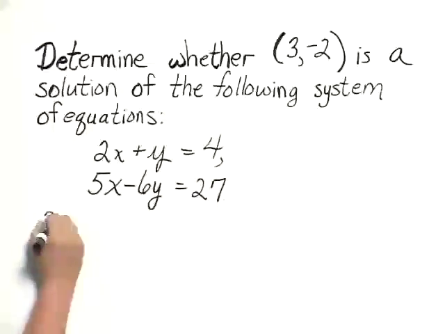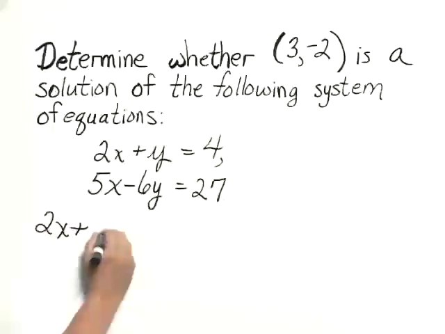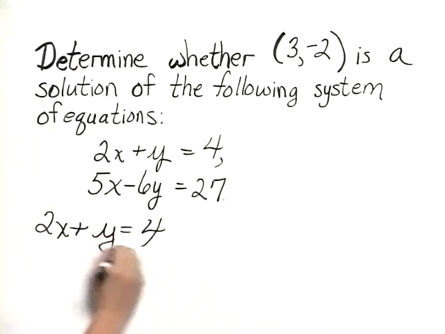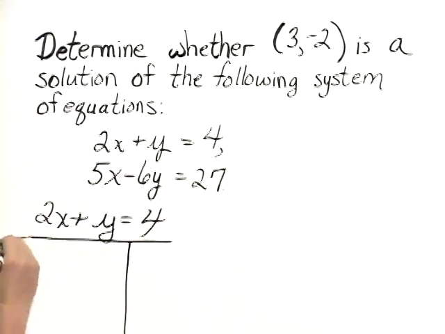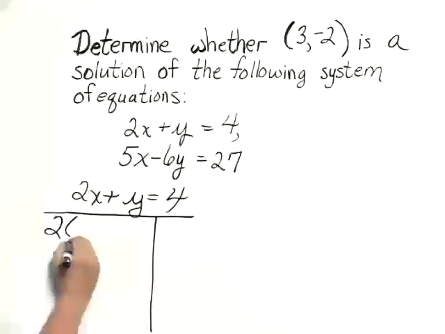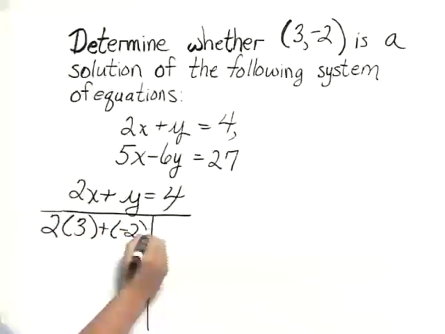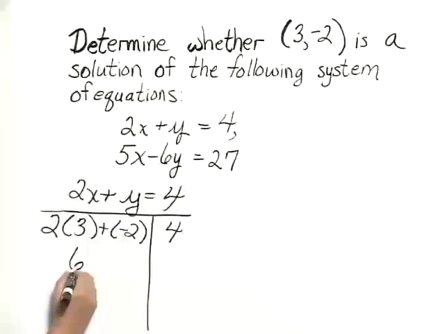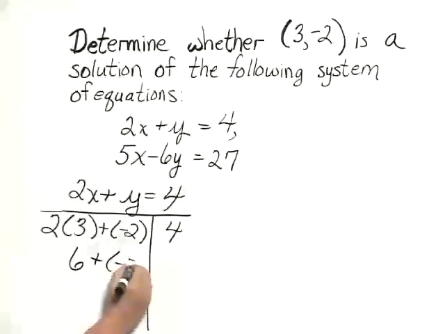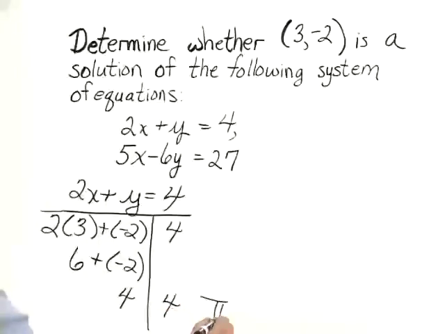So let's start with 2x plus y equals 4, and we substitute 3 for x and -2 for y, and we're asking ourselves, does that equal 4? Well, we have 6 plus -2, and that's 4. And since 4 equals 4, that's a true sentence.